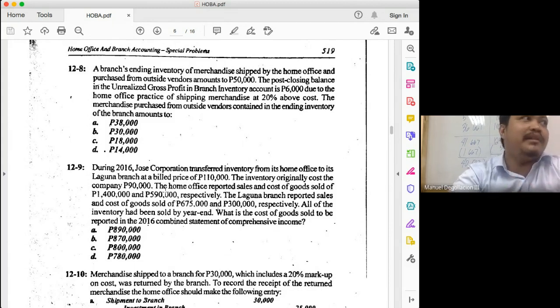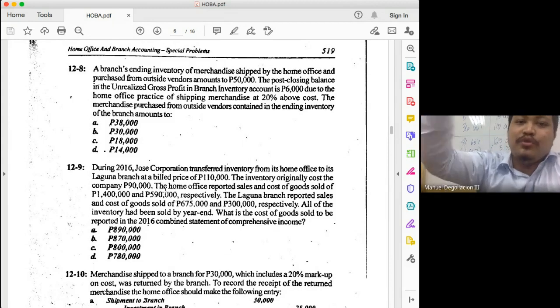And we can determine that, class, because we already have the 6,000, the post-closing balance of the unrealized gross profit account. And again, what does this 6,000 represent? This represents the markup on your ending inventory. But what inventory has markup? Only those coming from the home office. So by using the 6,000, class, you will know how much of our ending inventory came from the home office.